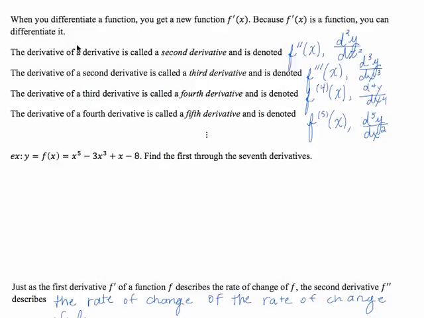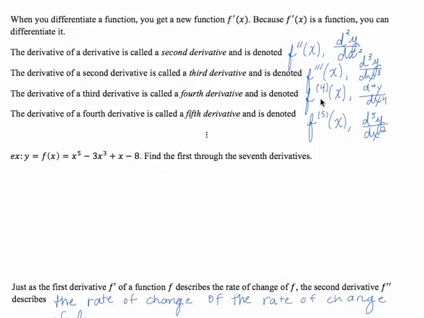When you take the derivative of a derivative, you get something called the second derivative. It can be denoted two ways, either f prime, double prime of x, or d squared y over dx squared. And nothing is really being squared here. That's just a way to write second derivative. The derivative of a second derivative is called the third derivative. We write that as either f triple prime of x or d cubed y over dx cubed.